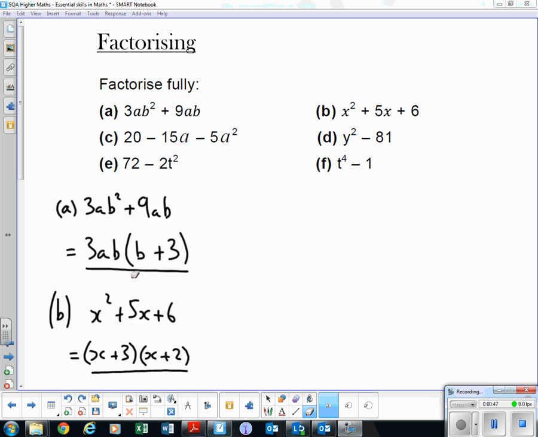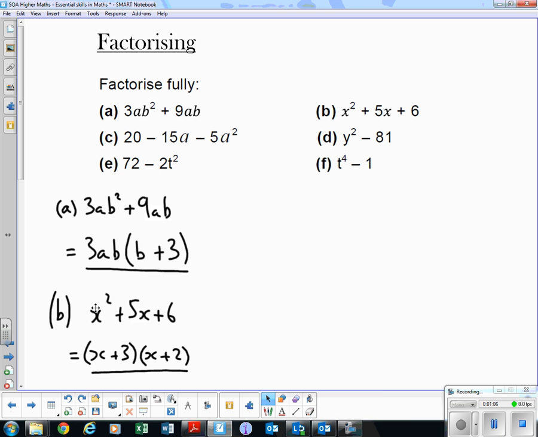Then 3ab multiplied by what will make 3ab squared? Well, there's a b squared term, so we need b times b to make b squared. 3a we already have. And then 3ab multiplied by what makes 9ab? Well, that's just 3. So we have b plus 3 in the bracket.